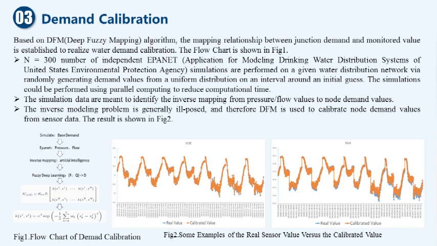Next, I will present the demand calibration method. The main idea is to establish the mapping relationship between node demand and monitored value based on the DFM, Deep Fuzzy Mapping, algorithm. The DFM algorithm uses an infinite dimensional fuzzy membership function to represent the uncertainties regarding a functional relationship and is thus the fuzzy equivalent of Gaussian process.